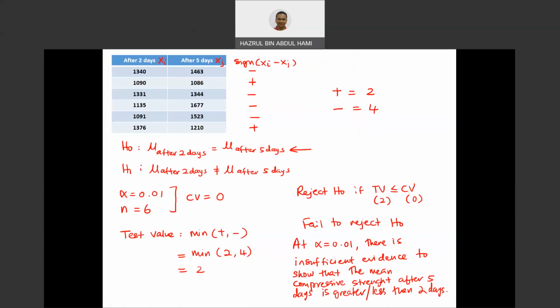So this is the procedure and example of how to conduct the hypothesis testing for the paired sample sign test. That's all for now.